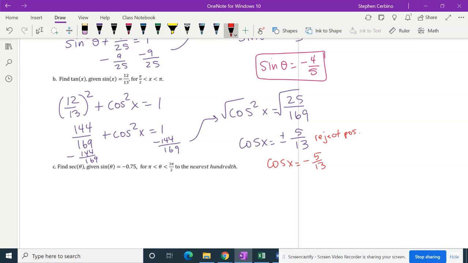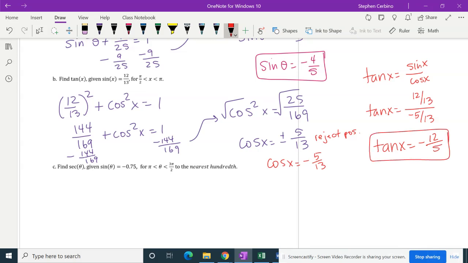Now from here, we can do two things to find tangent. We can make a triangle, see what the ratios are, or we can divide, because we remember tangent is equal to sine over cosine. So the tangent of x is equal to the sine value, which we said was 12 over 13, over the cosine value, negative 5 over 13. Since they're both over 13, they cancel, so we're left with negative 12 over 5. Right, these 13s cancel since they're the same on top and bottom.